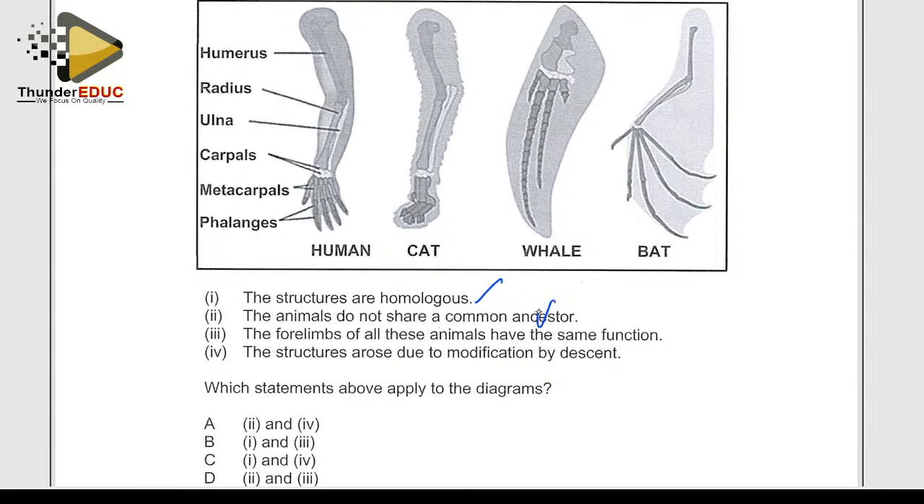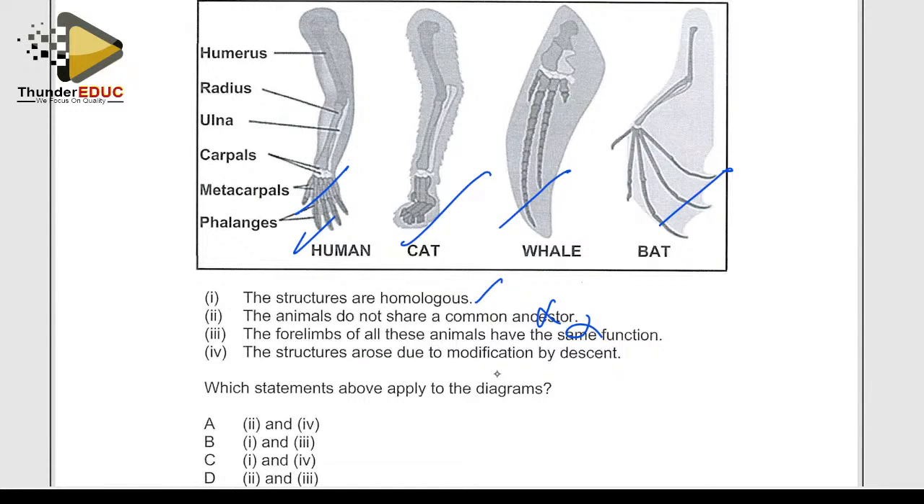Animals do not share the... no. They share a common ancestor. That's why it is divergent evolution. Forelimb of all these animals have the same function. Not really, they don't have the same function, because this is for flying, this is for swimming, this is for maybe making holes and catching rats, and then this is for carrying. So they don't have the same functions.